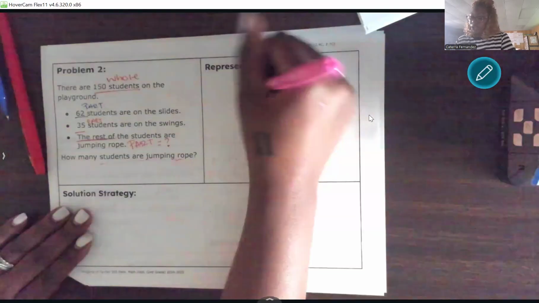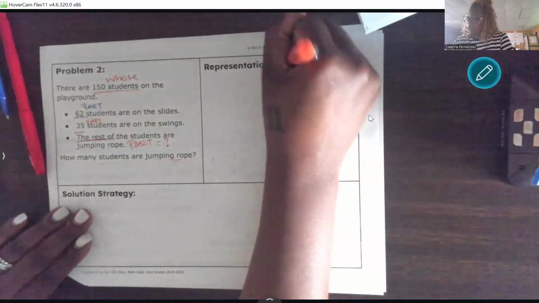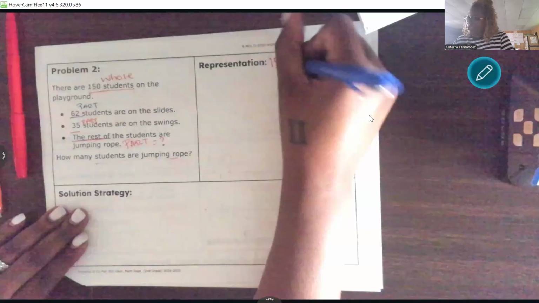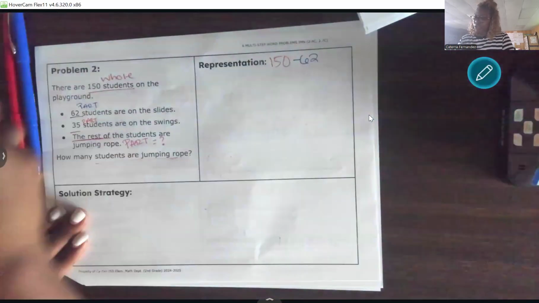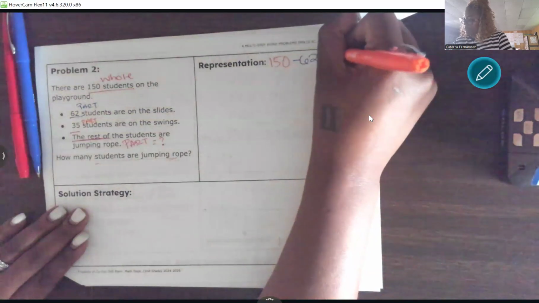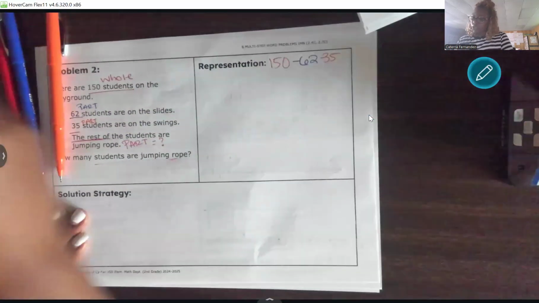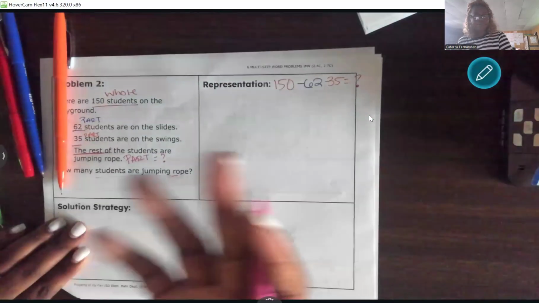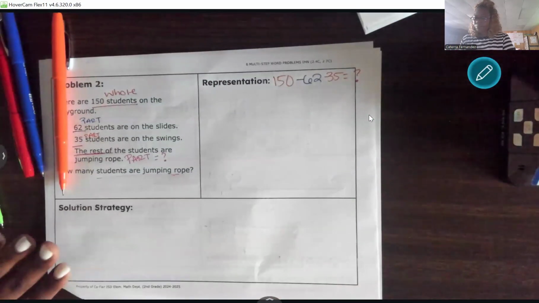That's when they do their number sentence. So again, we're going to go whole, which is 150, minus part, which is 62, minus another part, which is 35, equals a part. Now they have their number sentence. Now they can move on to representing it.